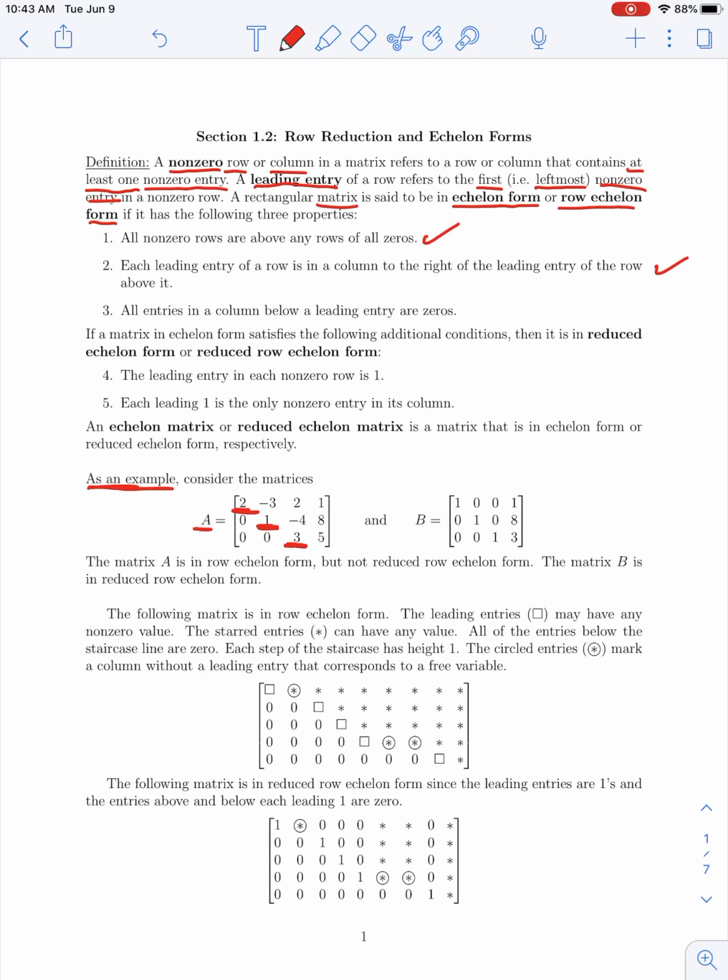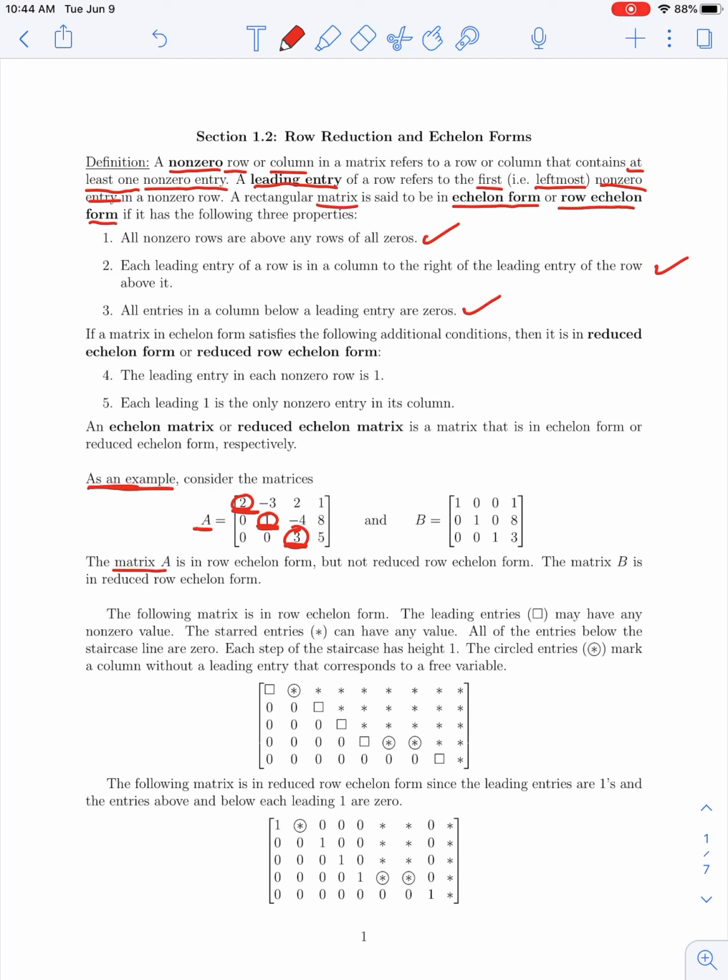So if we think about the leading entry in our first row, we had a leading entry of 2, and we see that all of the entries below 2 in that first column are 0. The leading entry in our second row was 1, and we can see that all entries below that in the second column are 0. And our leading entry for the third row was 3. There are no rows below it, therefore we could say all entries below it are 0 since there are no rows below it. So it satisfies the third condition as well.